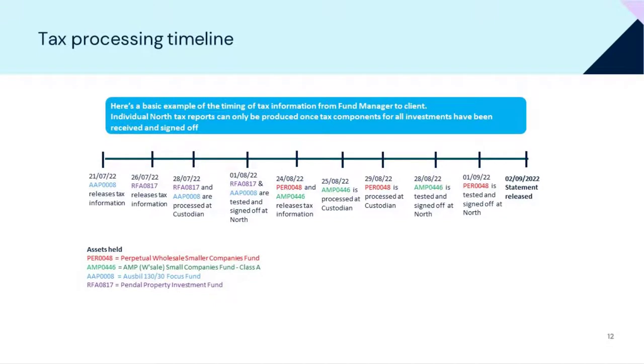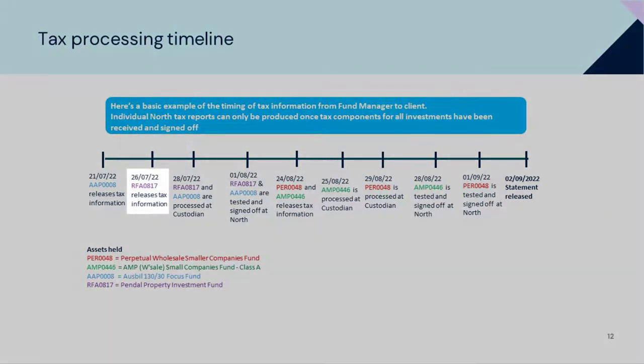This is an example of how the timing of tax information from each of your client's managed funds' individual fund managers will impact the completion of the tax statement. This client has 4 investments which are managed funds which release tax information at different times. This information is then processed by the custodian and are then tested and signed off by North prior to the statement being released. Firstly, Ausbil releases their tax information in mid-July along with Pendle Property Investment Fund about a week later.